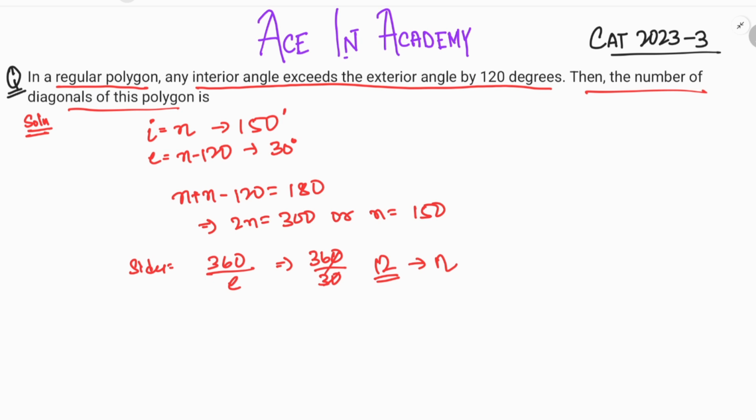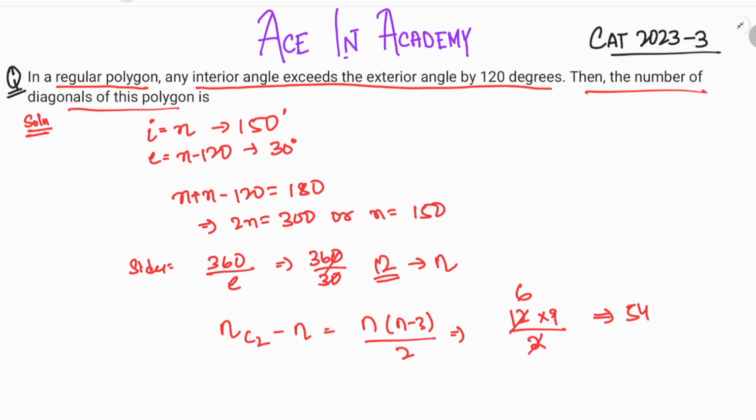Now to find out the number of diagonals of the regular polygon, we can use the formula nC2 minus n, which is nothing but n into n minus 3 by 2. So if we put the value of n as 12, we get 12 into 9 by 2. So 12 and 2 will get cancelled out, and we have 6 into 9, that is equal to 54. So our given polygon of 12 sides will have 54 diagonals.